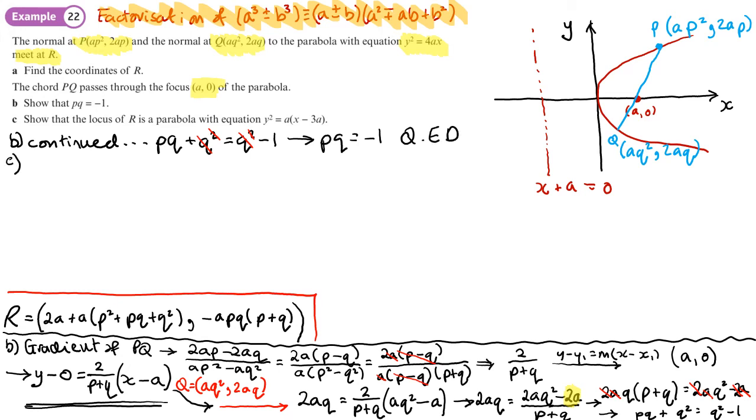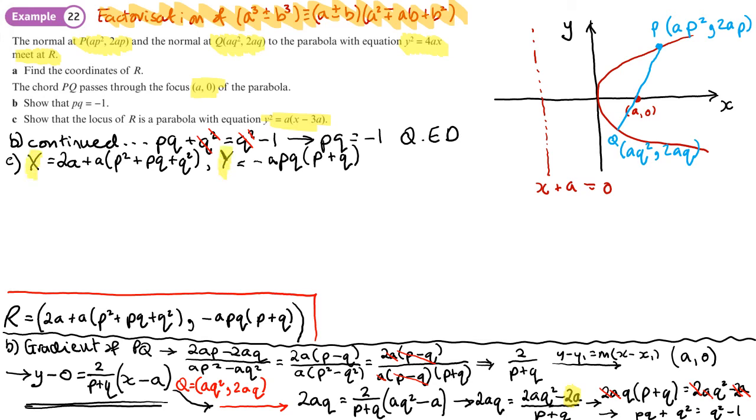Now part C, last part of this question, show that the locus of R is a parabola with this equation here. Now remember, the way to deal with the loci part of the question is to write the points that you want to find the loci of as capital X and capital Y. So we're trying to find a loci of this, p squared plus pq plus q squared. So big X equals that, and big Y, capital Y, equals the other point, which was negative apq p plus q. Basically what we need to do is to put these two together into a single equation.